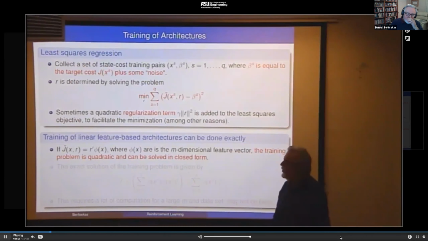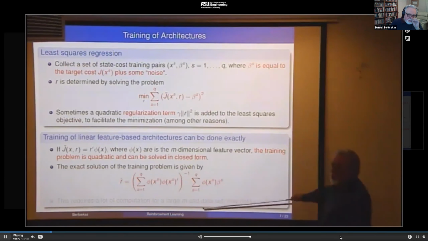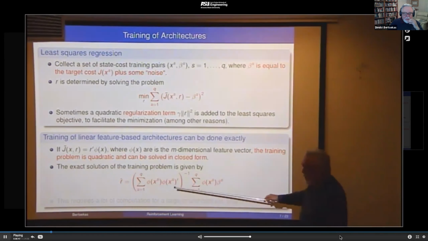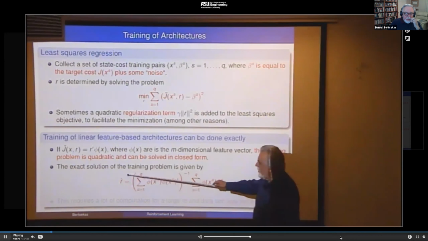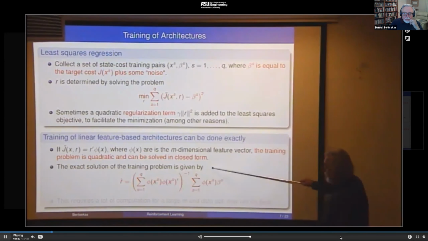And what is this closed form? Well, here's the formula. We're not going to be using this formula, but I'm going to explain it once. This is a vector formula. Remember, we are trying to find a vector of parameters. Phi now is the feature vector at the sample x sub s, so it's a vector, and it's multiplied with a scalar. So this sum here is a vector.